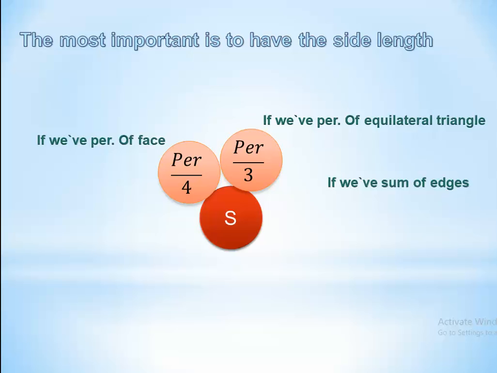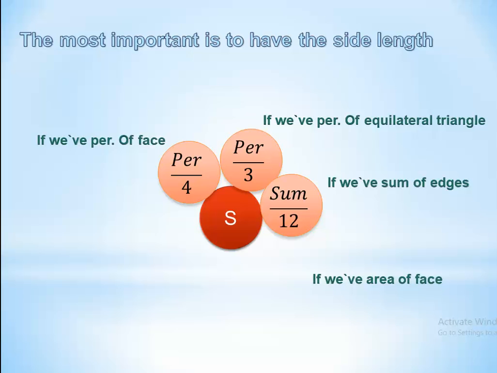If we have the sum of edges, we know that we have 12 equal edges. So if I want to calculate one side, we are going to divide the sum of edges over 12.